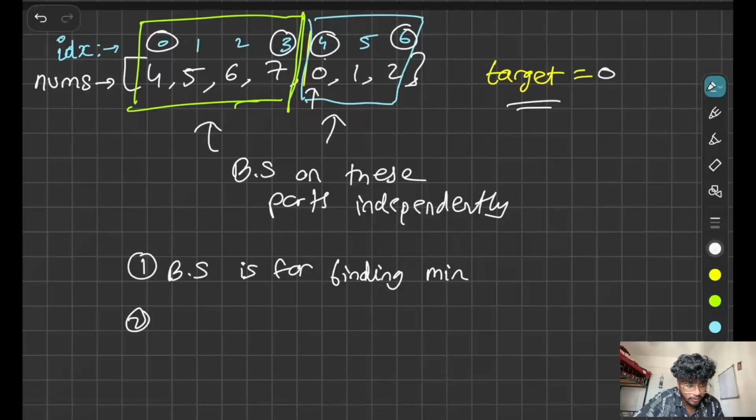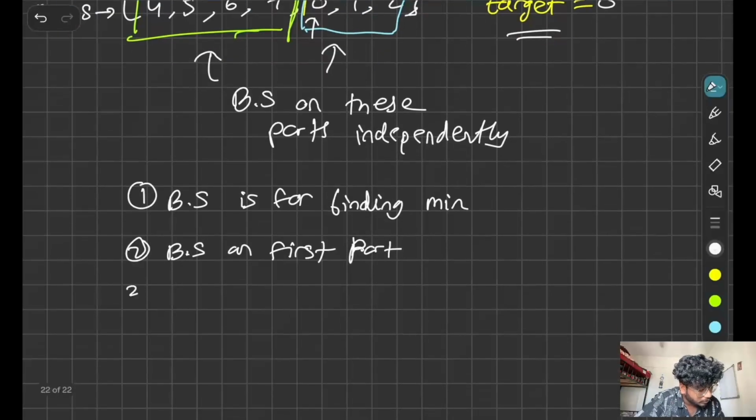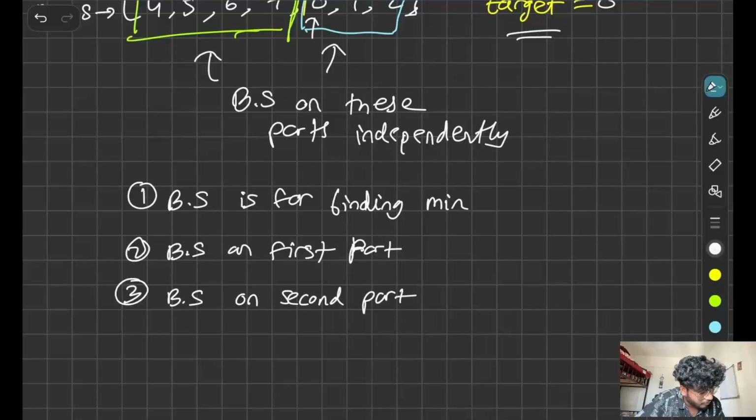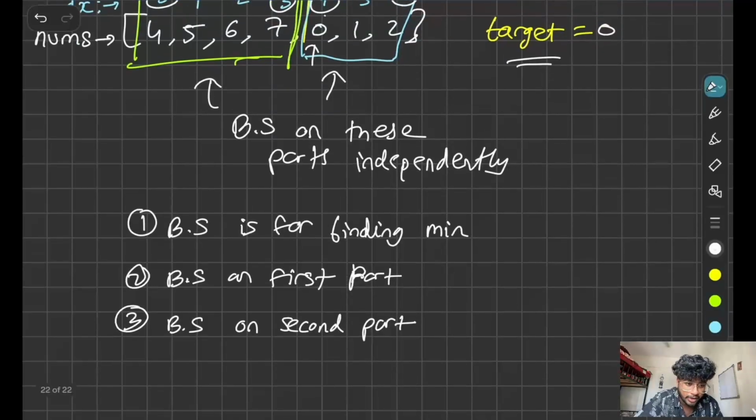Second binary search would be binary search on first part, and third binary search would be binary search on second part of array, right? With these three binary searches, you would be able to get the answer.